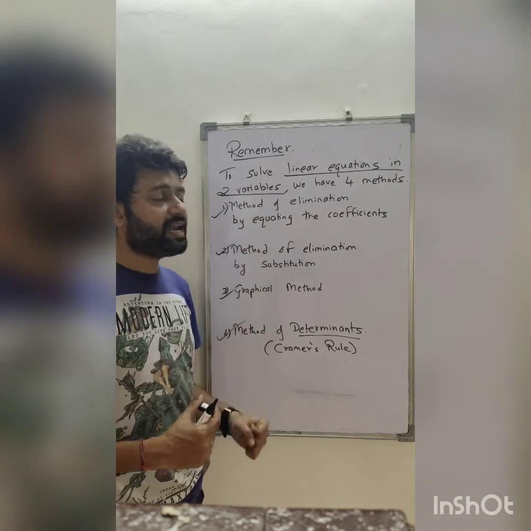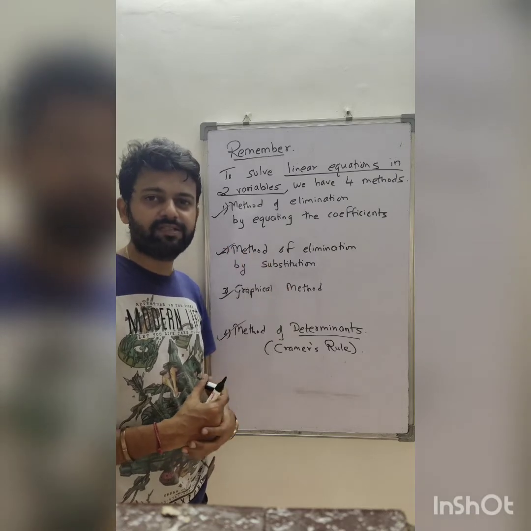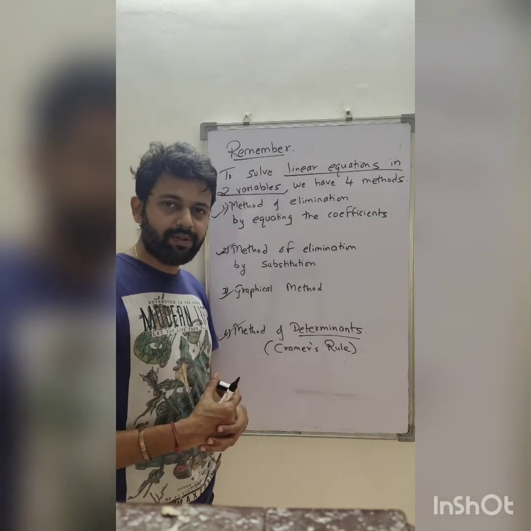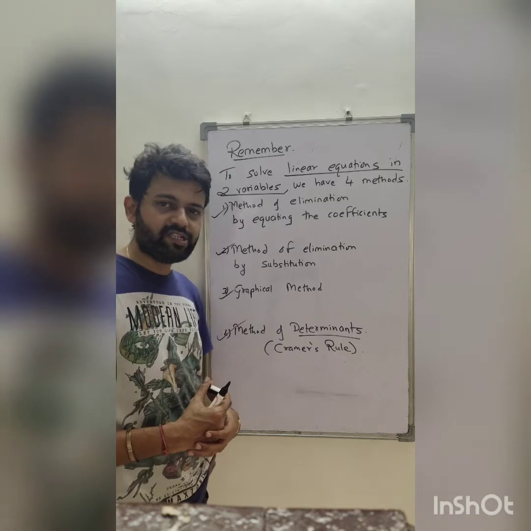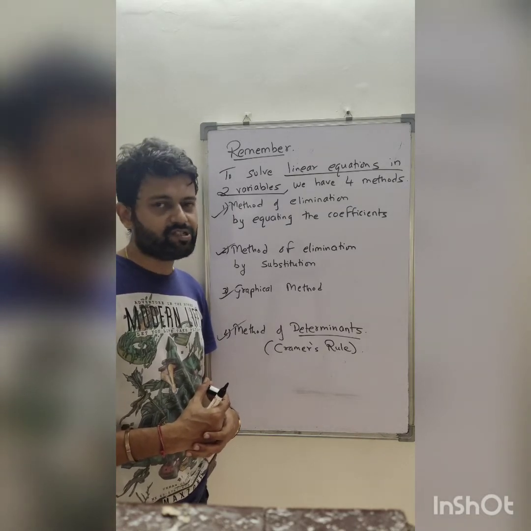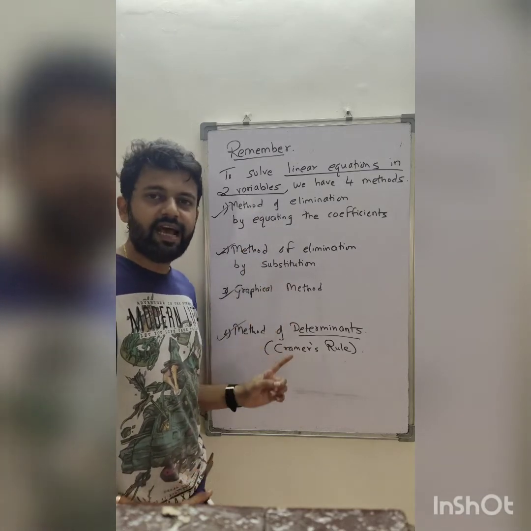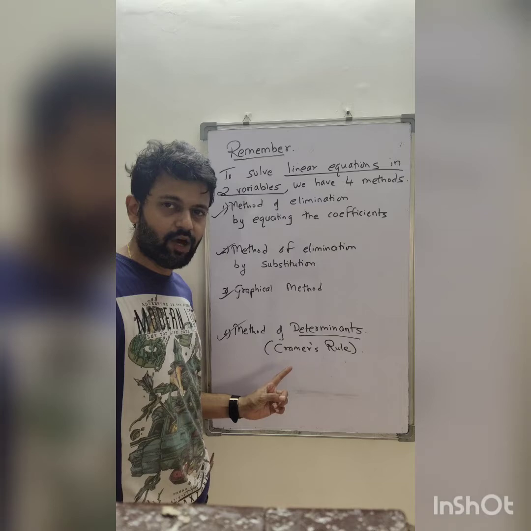So always remember there are four methods to solve linear equations in two variables. First, method of elimination by equating the coefficients. Second, method of elimination by substitution. Third, graphical method. The fourth, the method of determinants, which is also called Cramer's rule. Remember these four methods and get ready for the fourth method, method of determinants.